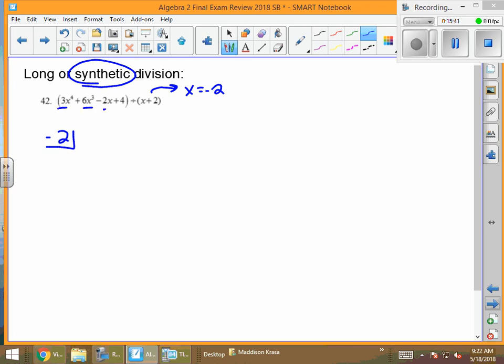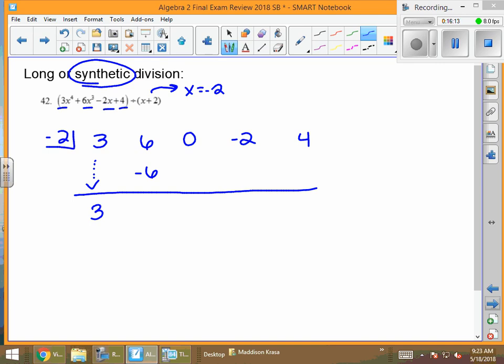And then we bring down our coefficients from our polynomial. So we have 3, 6, and then I told you we're missing that x squared. Make sure you put in 0 as your space filler for that x squared. And then we have negative 2 in front of our x to the first, and then we have 4 as our last number, our constant. All right, so first step, bring down your 3, drop that 3, multiply 3 times negative 2, which is in our box, and we get negative 6, and we add down.